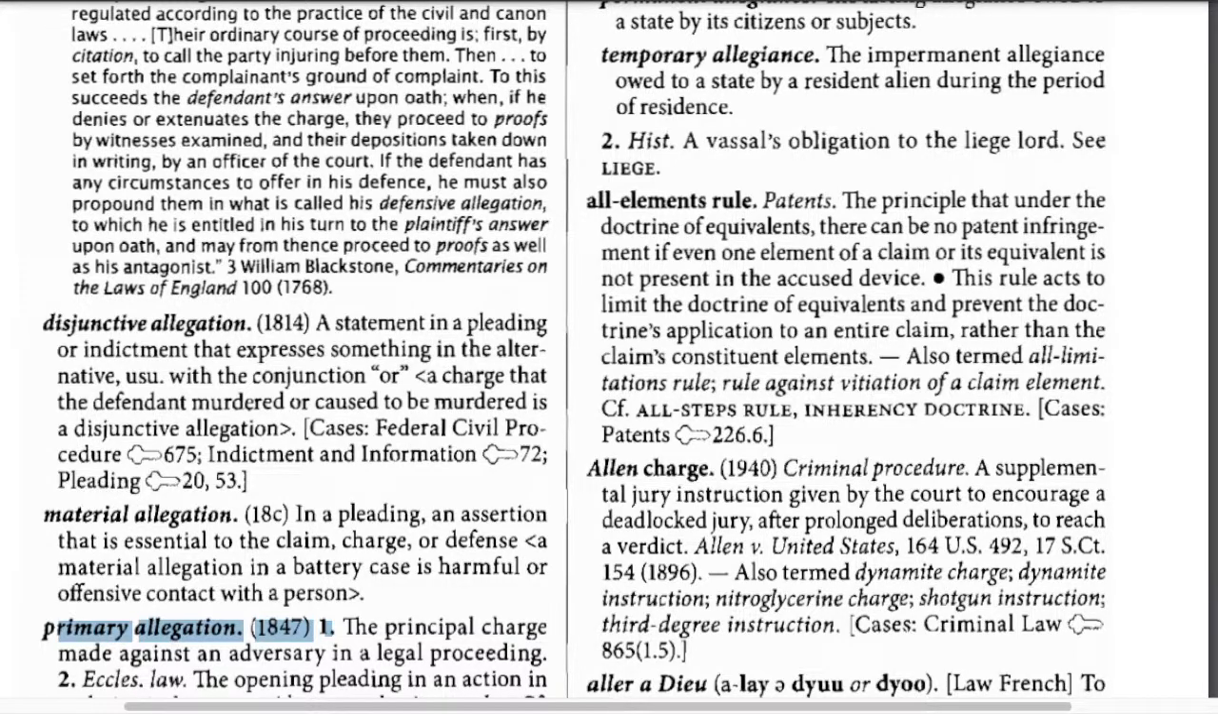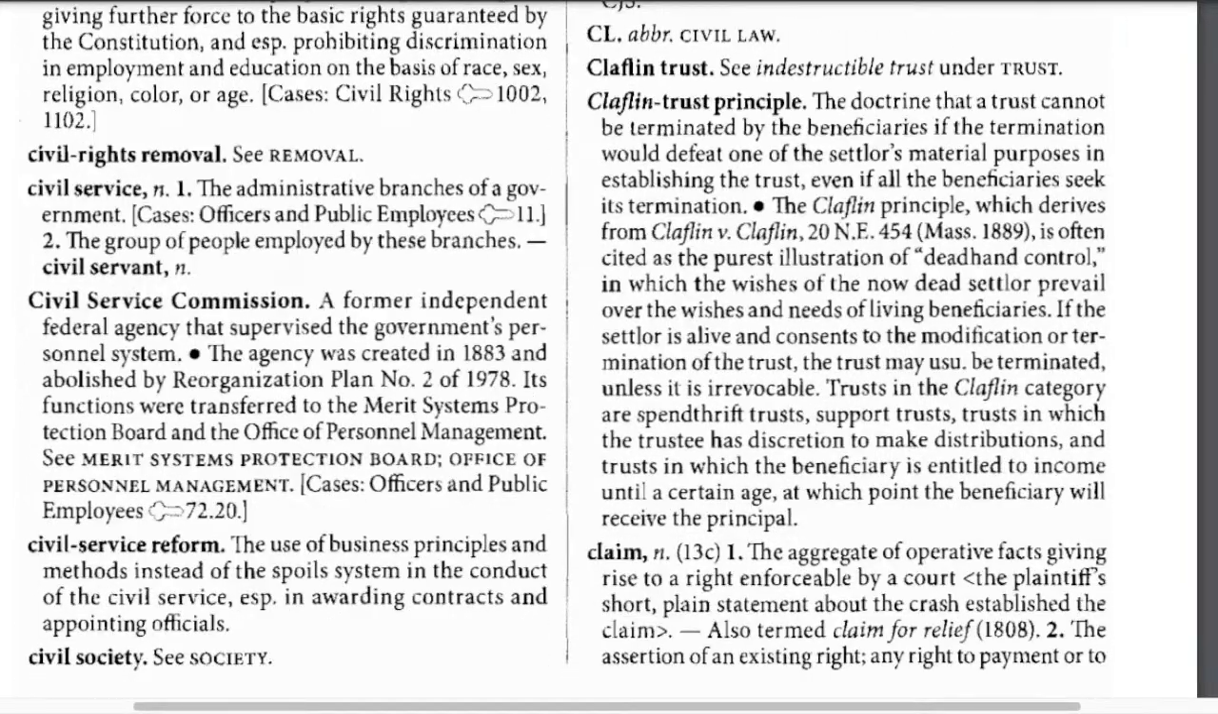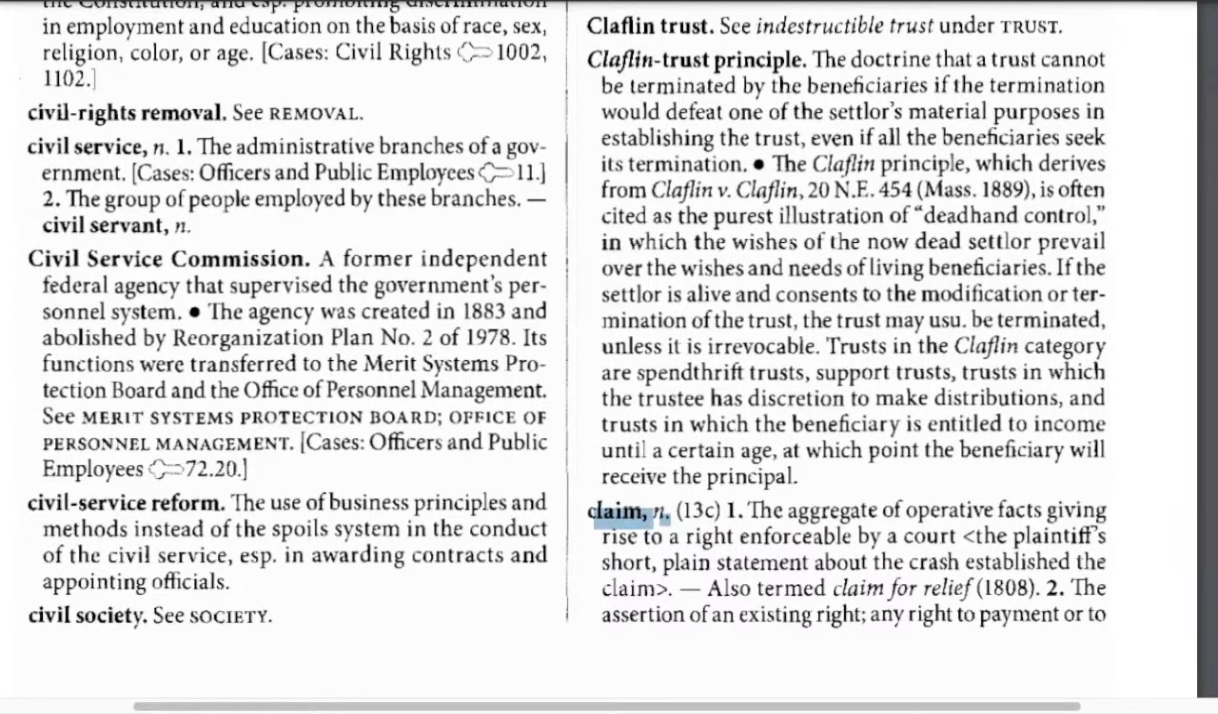The second word is claim. Claim comes from the 13th century. It's the aggregate of operative facts giving rise to a right enforceable by a court. The plaintiff's short, plain statement about the crash established the claim. Also termed claim for relief, 1808.